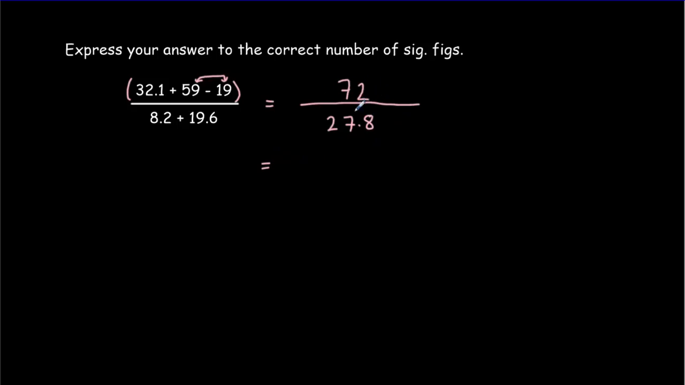Now we're doing division. That means we want to look at the number of significant digits. The top has 2 significant digits, and the bottom has 3 significant digits. So we want to end up keeping 2 significant digits. 72 divided by 27.8 is equal to 2.5899, and we want to round that to 2 significant digits, so our final answer there would be 2.6. And we wouldn't write those numbers there because they're not significant.